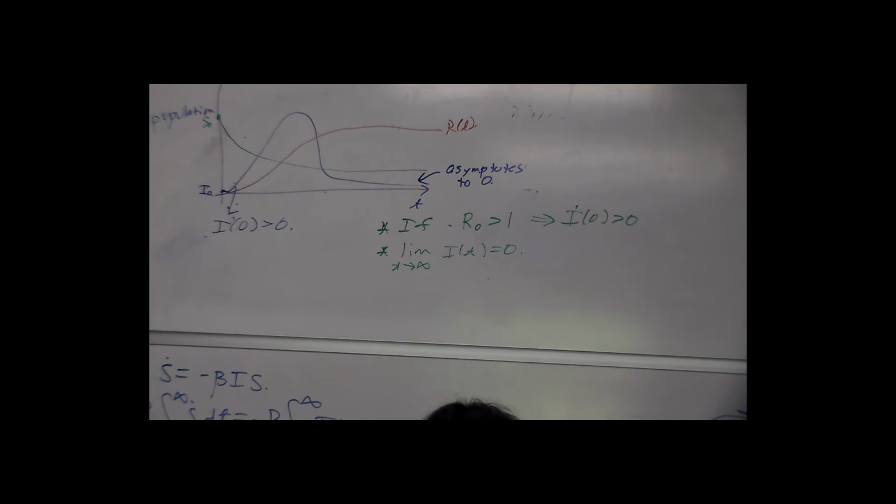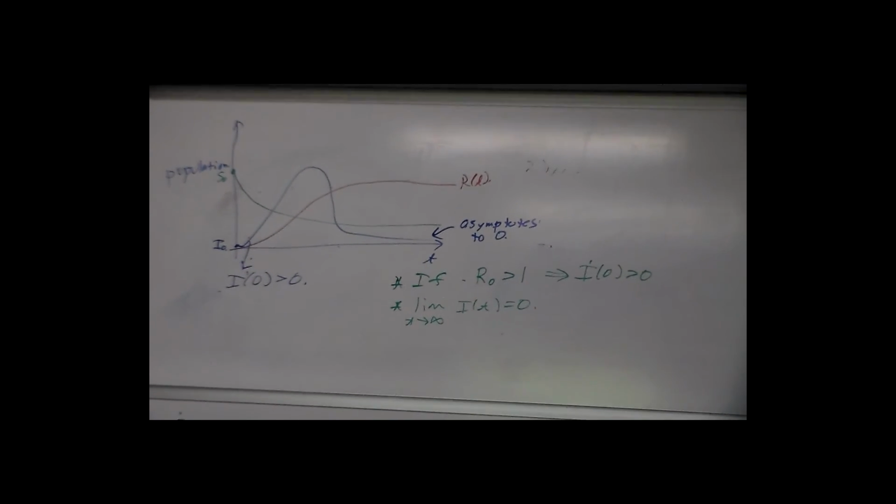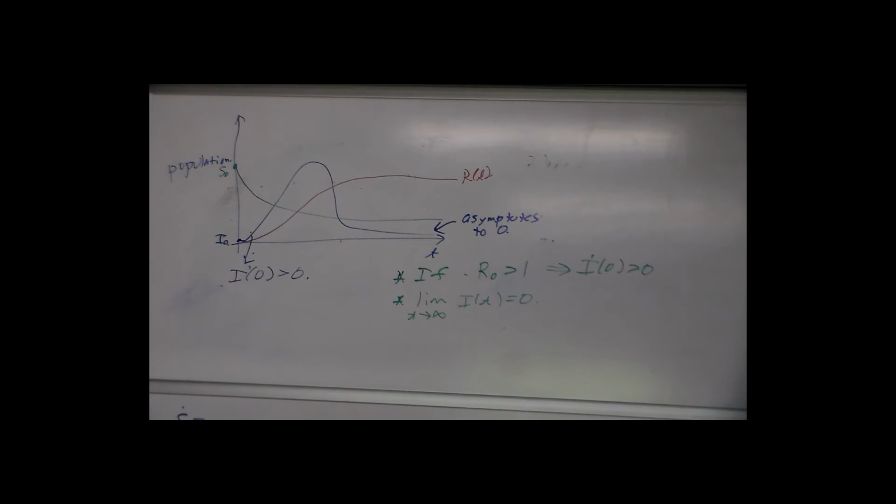One of the questions that we started this class with was trying to answer what is the maximum number of infections, right? And we wanted to know how many total people were infected during the pandemic, right? So how do I calculate the maximum number of infections?